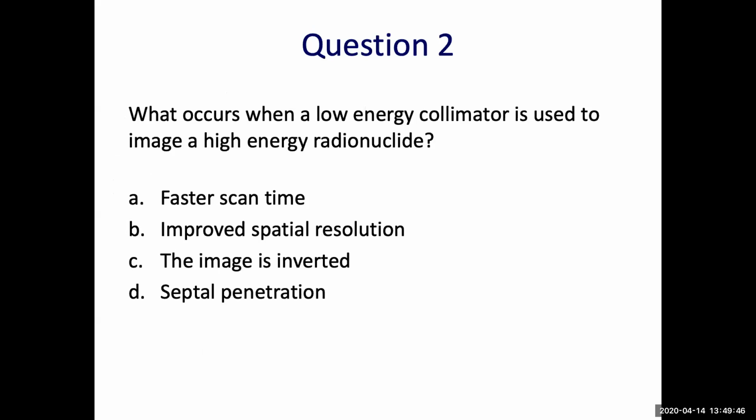Question number 2. What occurs when a low energy collimator is used to image a high energy radionuclide? Low energy collimator, for example, with what we see, iodine-131. D. Excellent. We got septal penetration.